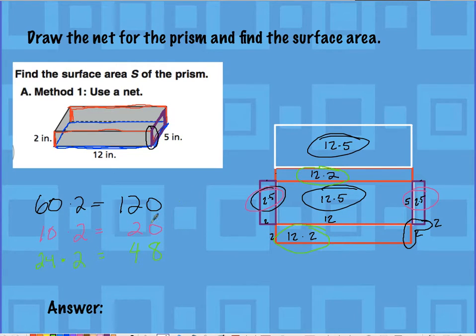So I have to look here now too. So I have 2, 4, 6 sides or faces. 1, 2, 3, 4, 5, 6. So now I know I've got all of my measurements, and now I can go ahead and add, and I get 48, 20, 120. I get an answer of 188 square inches.